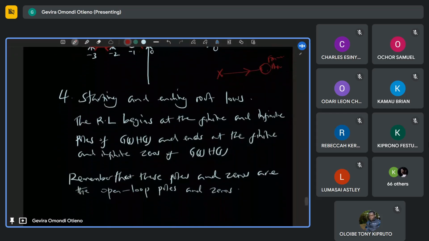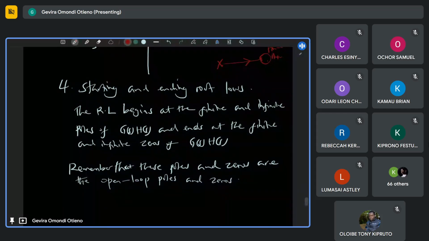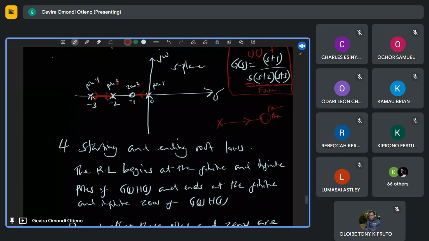But I wanted us to understand the starting and ending point of a root locus. The root locus must always begin at a pole and terminate at a 0. Whenever you draw a root locus, ladies and gentlemen, you must draw the direction. The direction is what shows us where the root locus begins and where it terminates. Okay? I hope that point is clear.